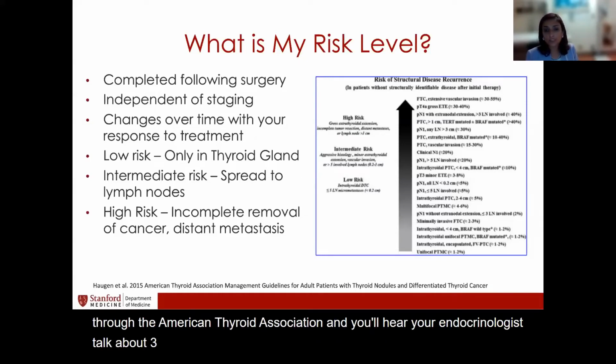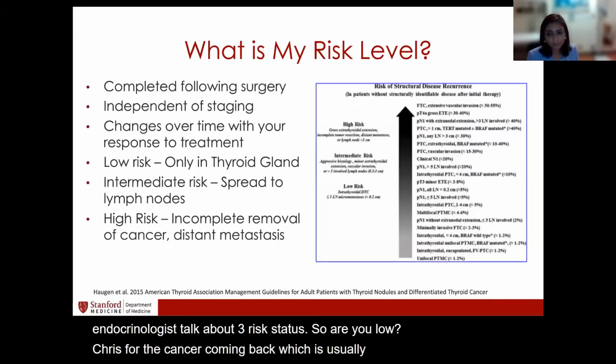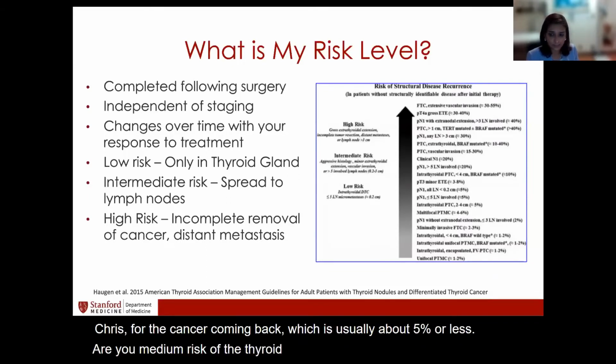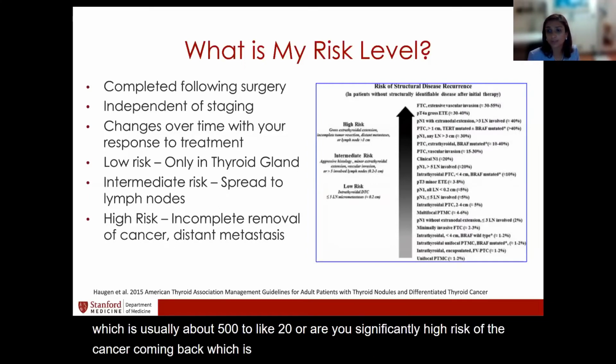So are you low risk for the cancer coming back, which is usually about 5% or less? Are you medium risk of the thyroid cancer coming back, or intermediate risk, which is usually about 5 to 20%? Or are you significantly high risk of the cancer coming back, which is over 30%, upwards of sometimes 50% of the cancer coming back?